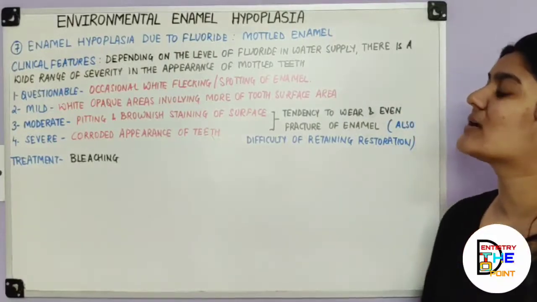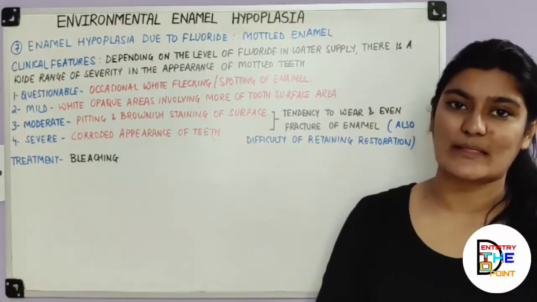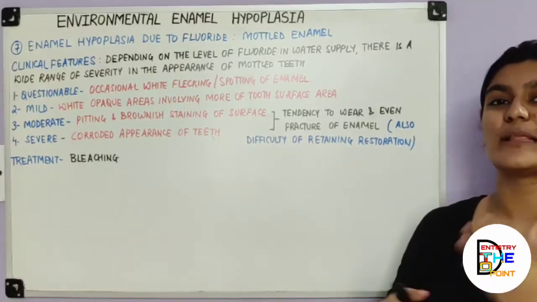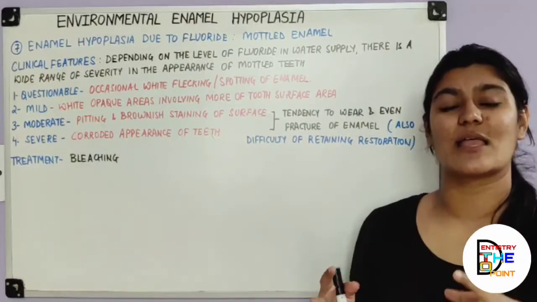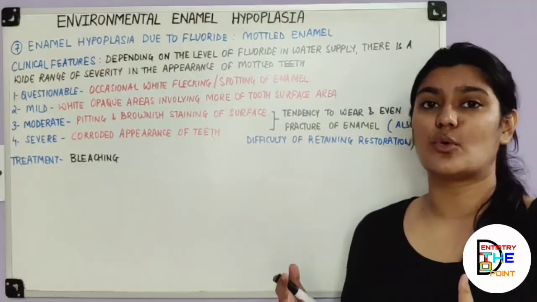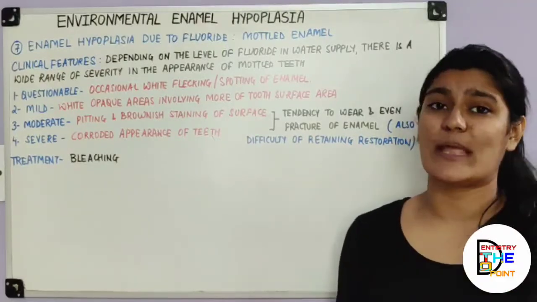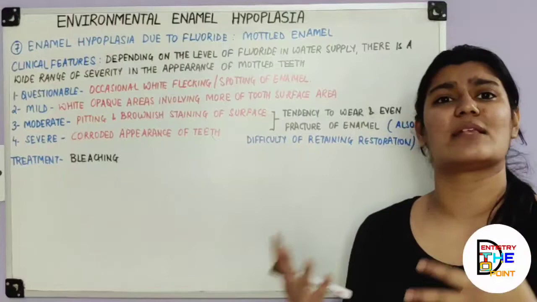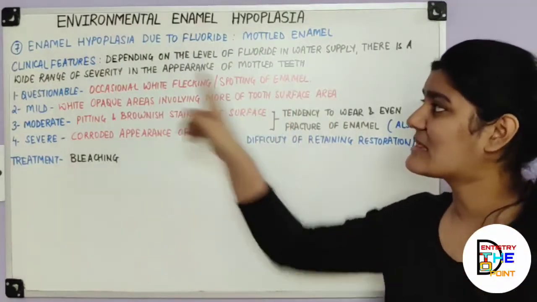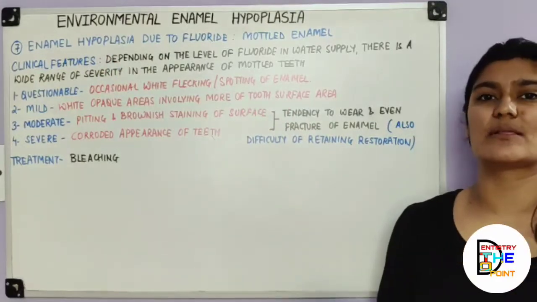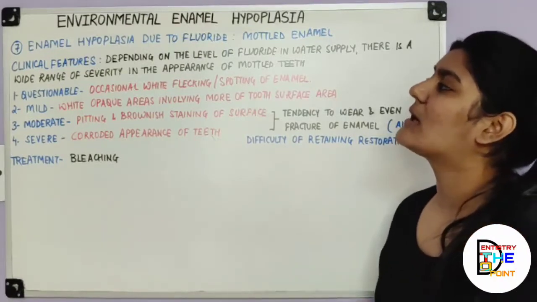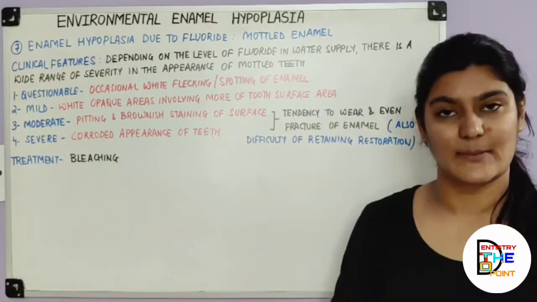Also, the last factor was enamel hypoplasia due to idiopathic causes. Idiopathic itself means unknown causes. As we have mentioned again and again, the ameloblasts are one of the most sensitive cells, so they are prone to hypoplasia, and the reason could be anything: any kind of systemic illness, nutritional deficiency, anything. So it could be because of these seven reasons, or other than these reasons, any kind of reasons. So this is all about environmental enamel hypoplasia.